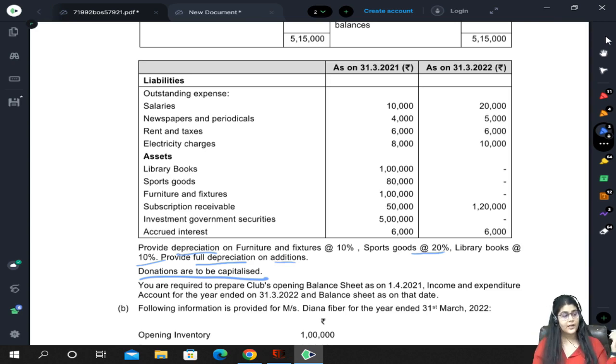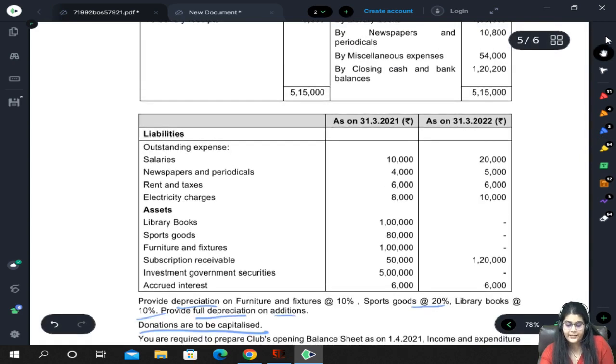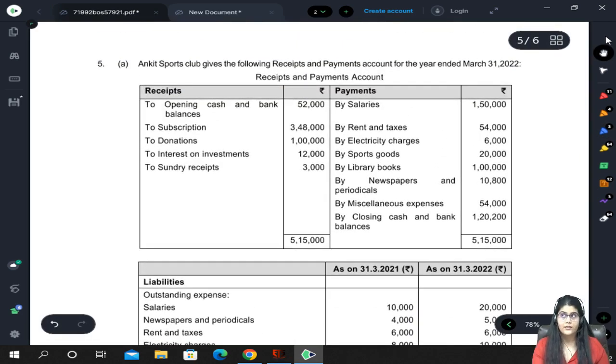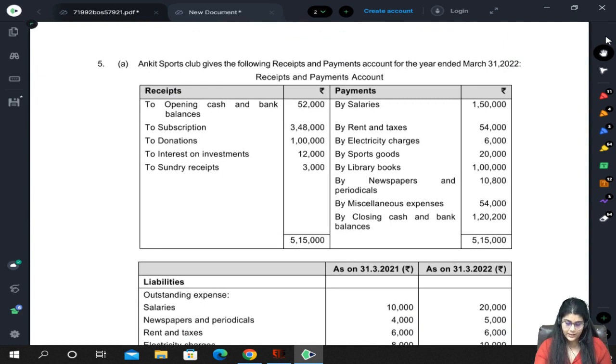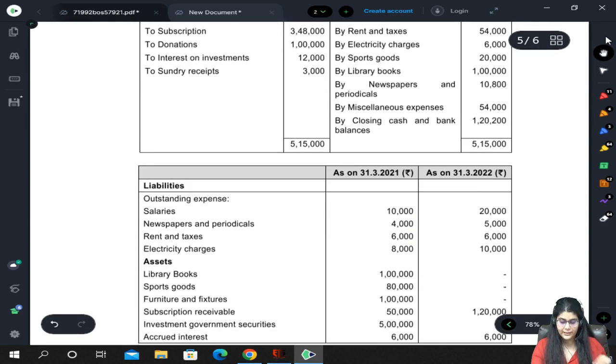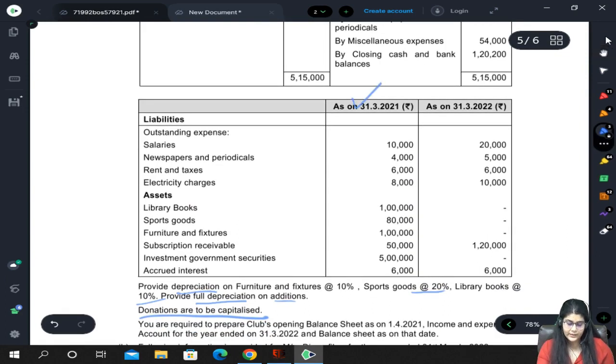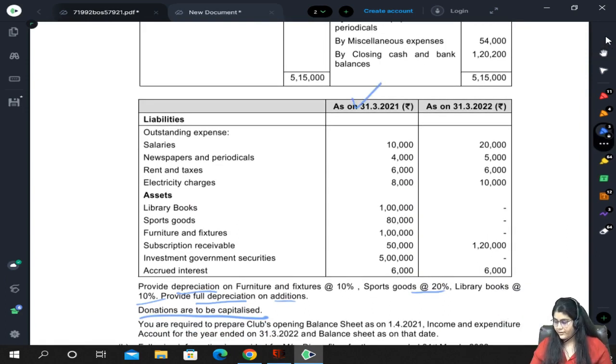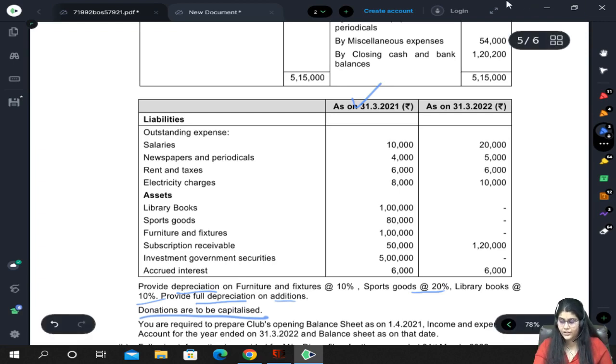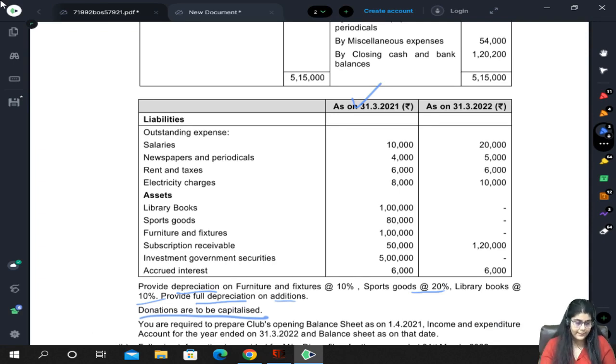A very typical sum, not too difficult, but yes, there is considerable amount of things to be done in the sum. So first let's make the opening balance sheet. For the opening balance sheet, we will be requiring this column. And why do we need the opening balance sheet? We need it to find out the opening capital fund. Okay.